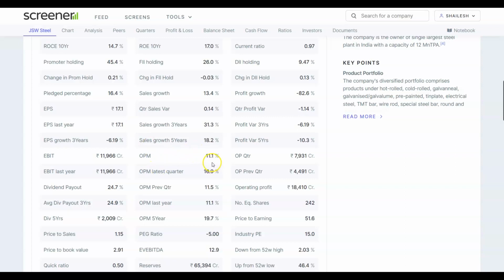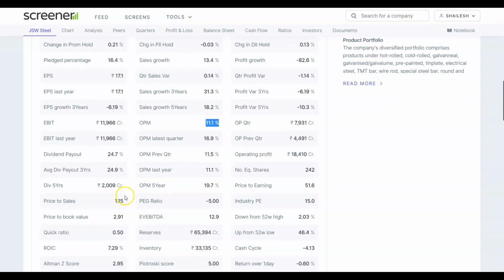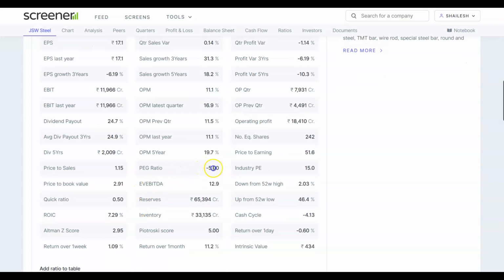Now if we look into the operating profit margin, it is 11.1. If we look into the PEG ratio, it is negative, which is not good at all. If we look into the quick ratio, it is 0.5, which is not good about this company. ROIC is also not good.